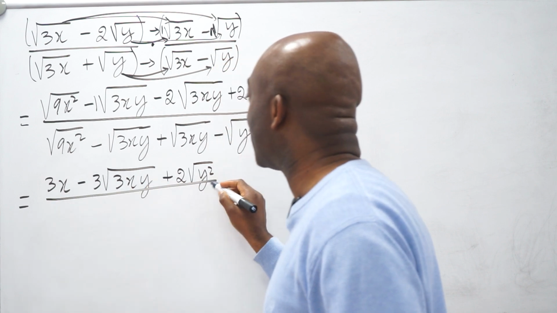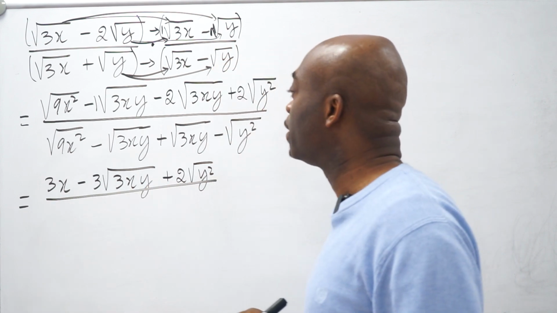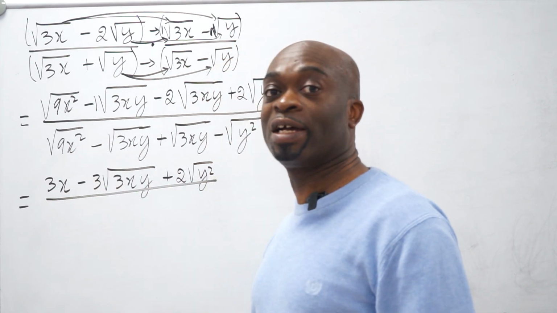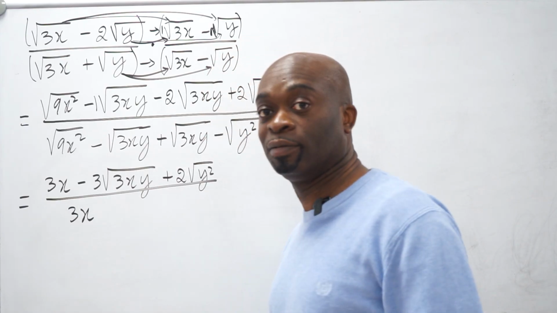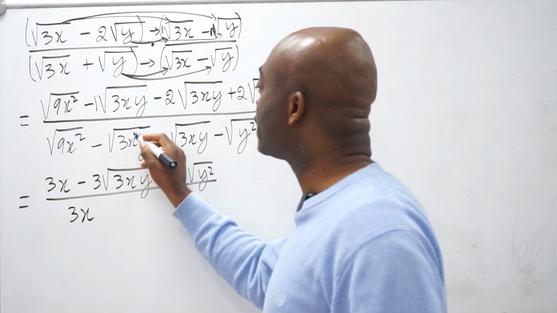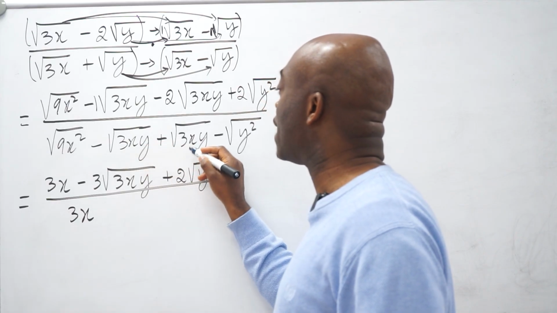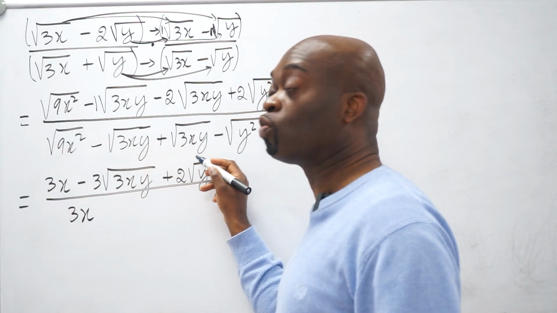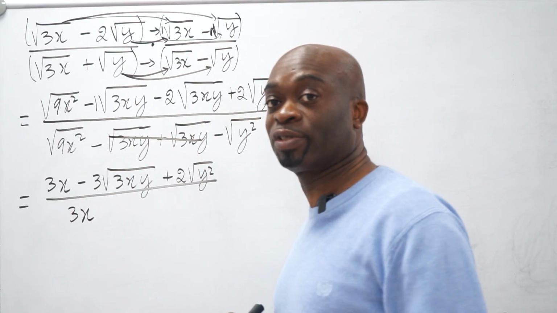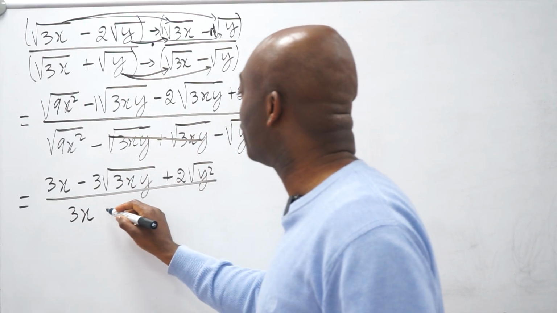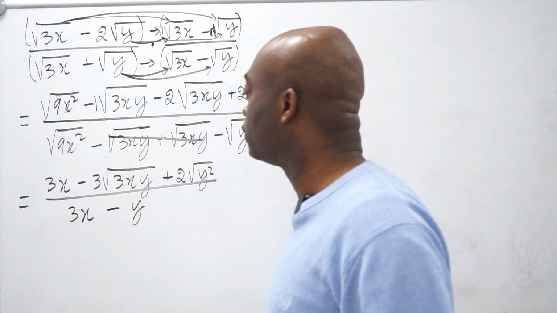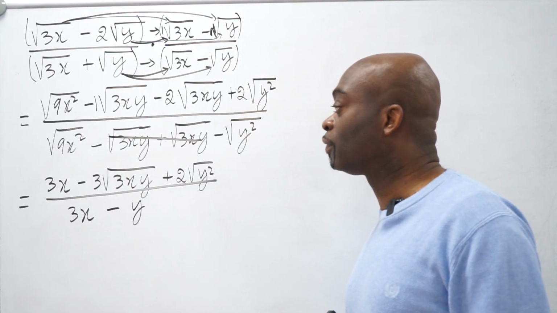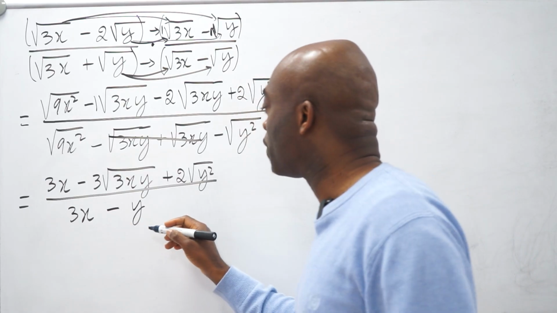And then this one is divided by, so what's going to happen? So here, square root of 9x to the second power is what? Is 3x. All right? And then negative square root of 3xy plus positive square root of 3xy. What's going to happen? This one is crossed out. And then we have negative what? Square root of y squared is what? Is y. Okay? So this is what we have so far.